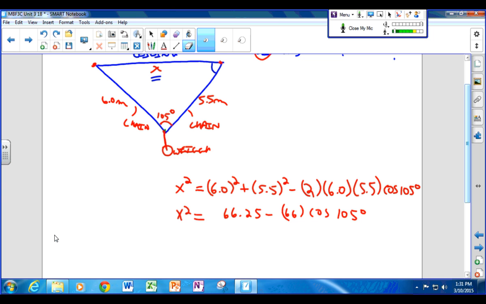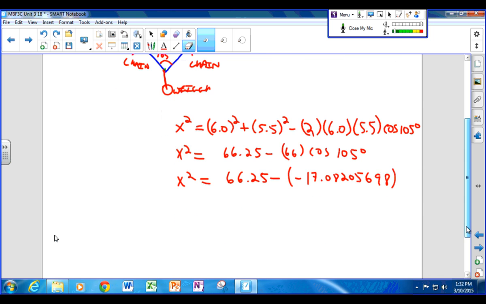Okay, this is looking better. So x squared equals 66.25 minus, so what is cos 105 degrees? Cos 105 degrees, it's a negative number, times 66 equals, okay, so it's negative 17.0820569. Why not? Just put them all down.